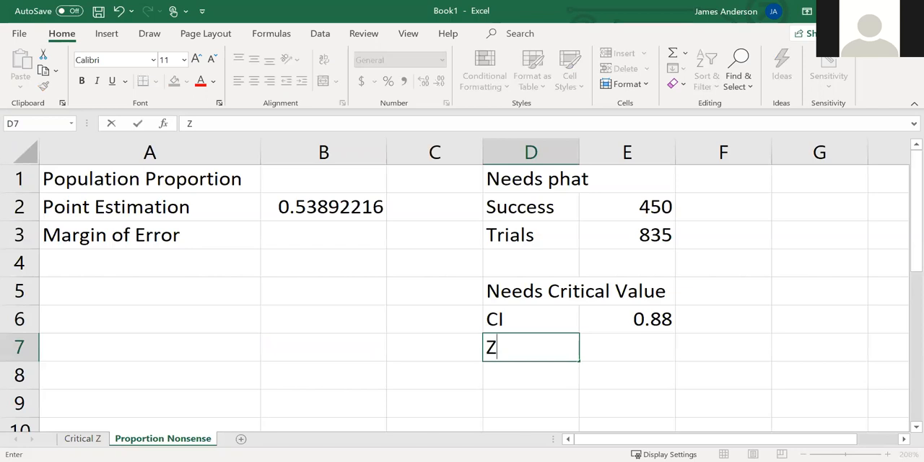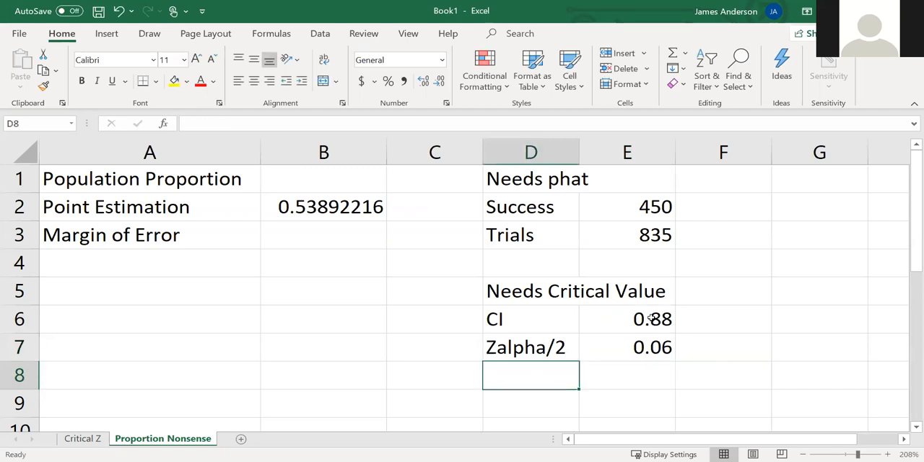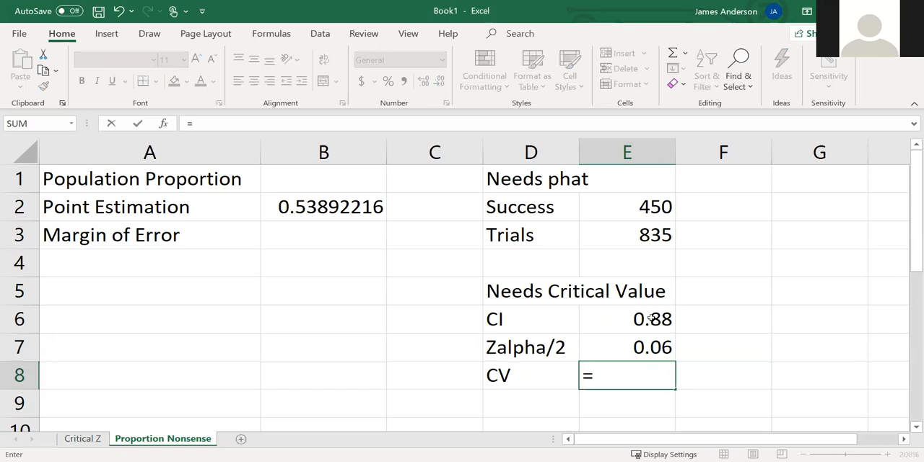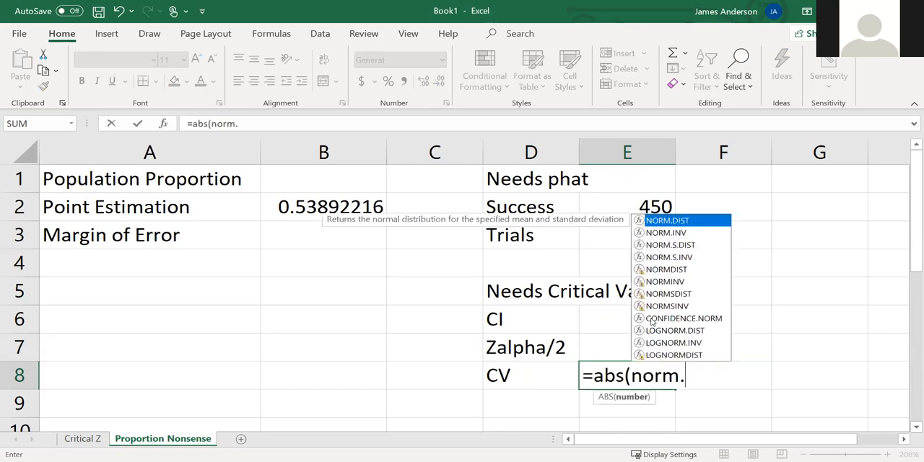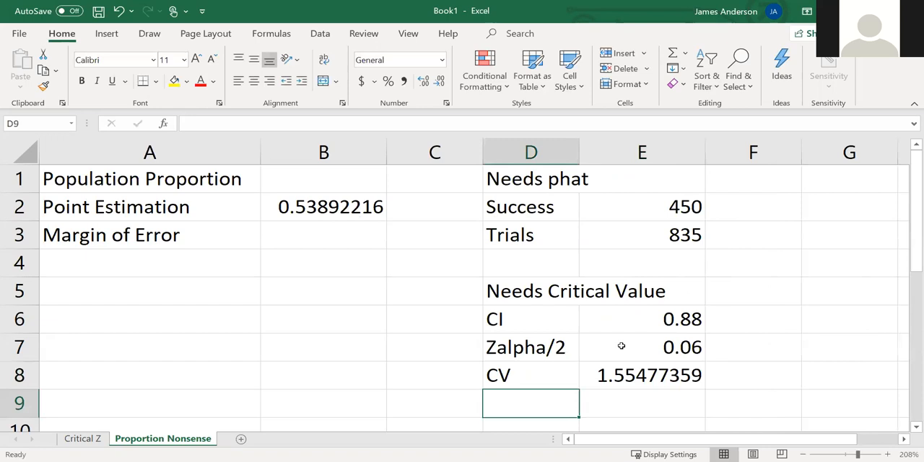So 1 minus your confidence interval. Oh, I'm trying to put in this. A 1 minus E6, and then you divide that by 2. That's my Z alpha. So my critical value is going to be equal to, because I learned my lesson last time, the absolute value, because I want to look at the positive one, of my NORM.S.INV of this. And all I would be doing is going on to that T table or that Z table that you had. I just don't want to do that because it's annoying. And if I just make this, I don't have to do it.